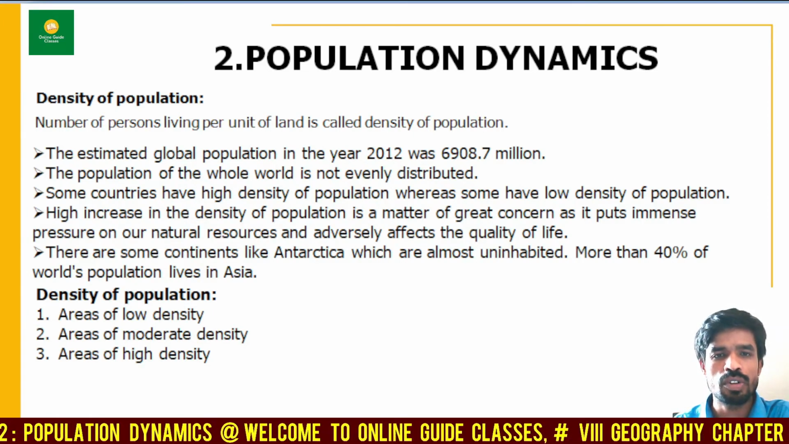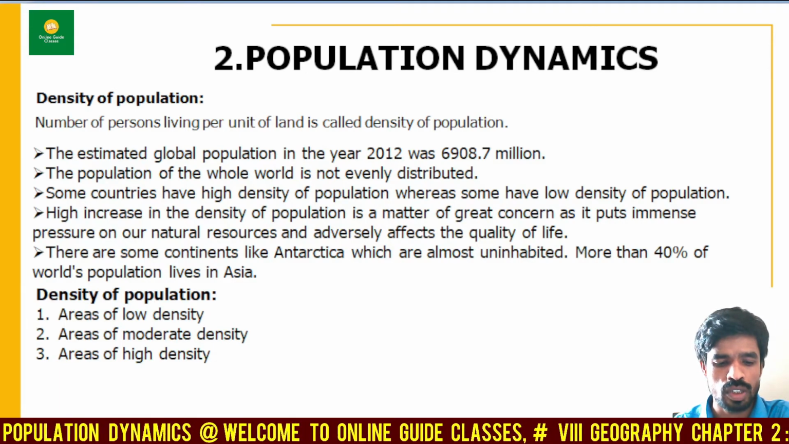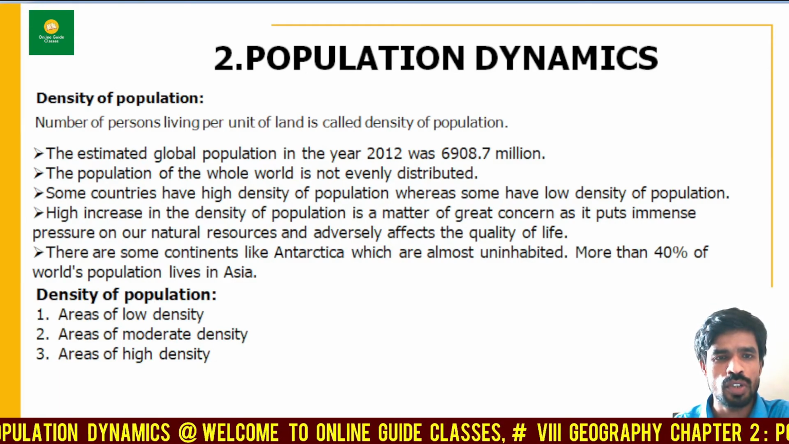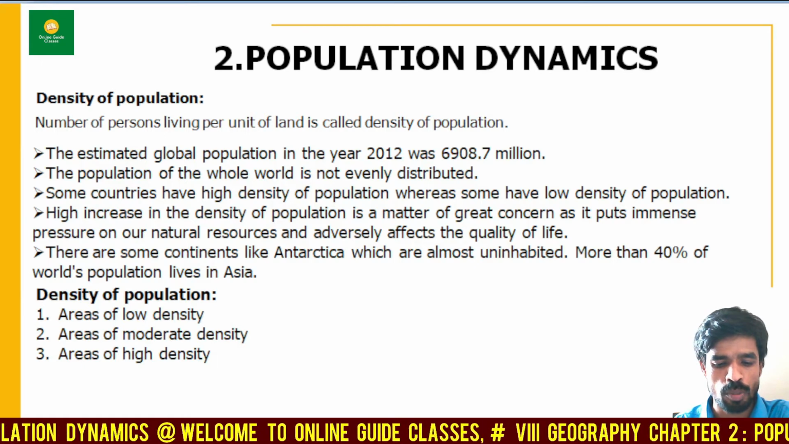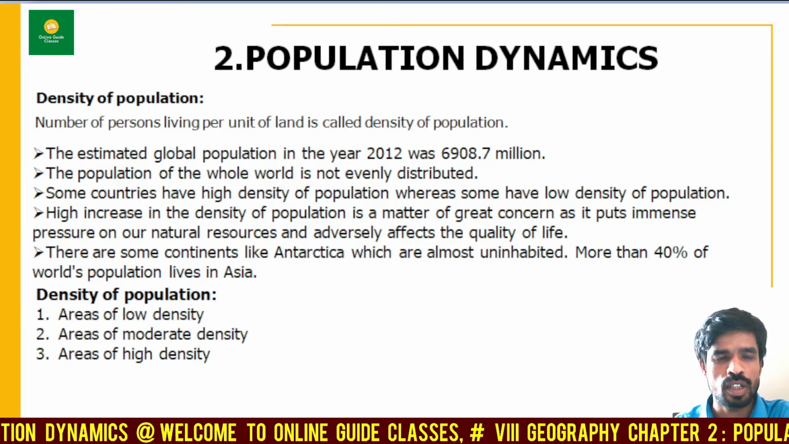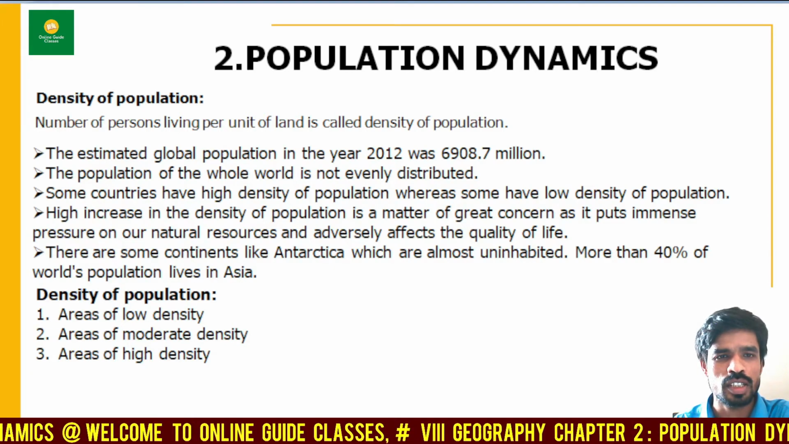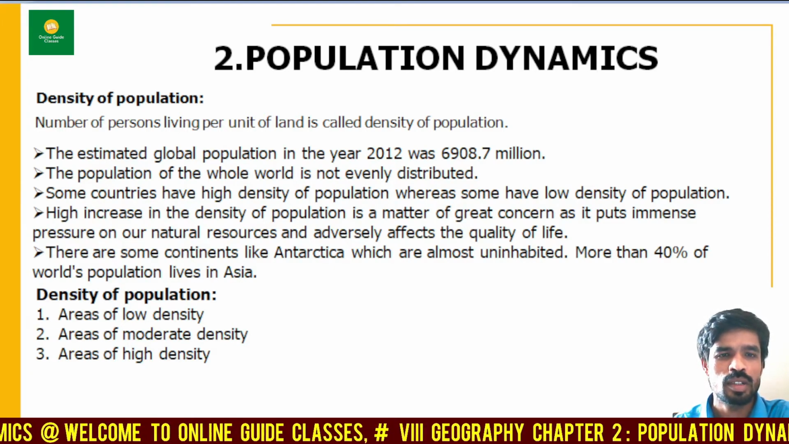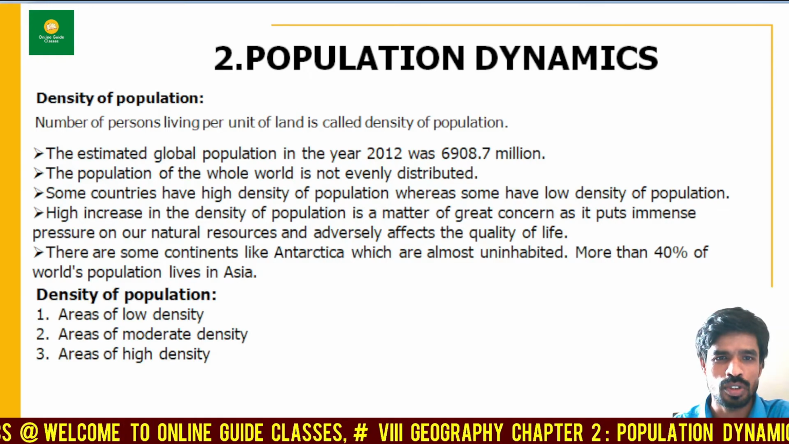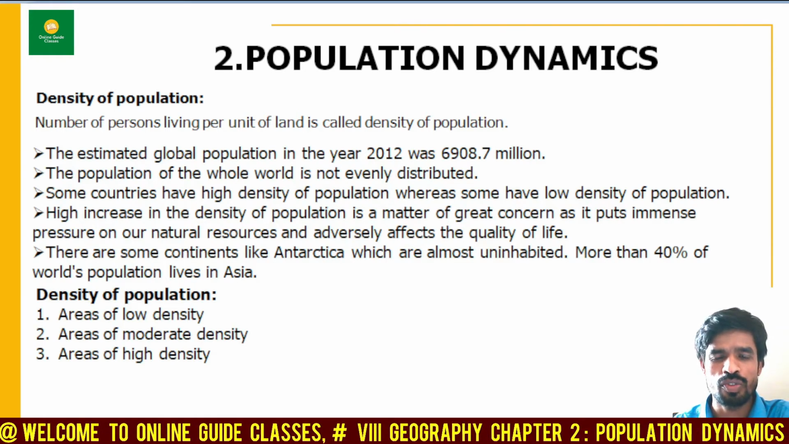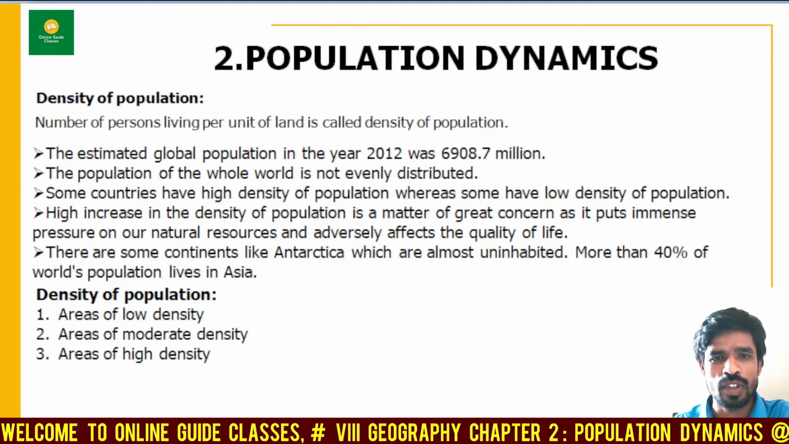In this video, we are going to study the density of population. In the previous video, we studied the distribution of population. D for density of population and D for distribution of population. Both the letters are starting with the same word. D means density and D means distribution. But these two words are carrying different meanings, my dear friends.